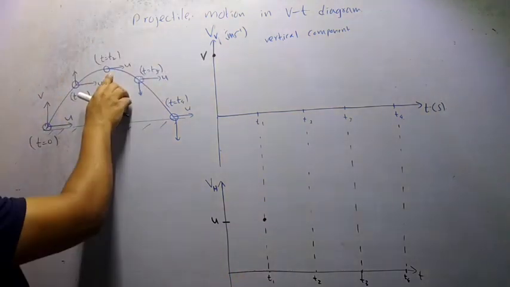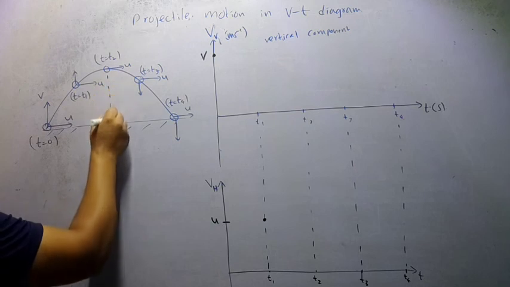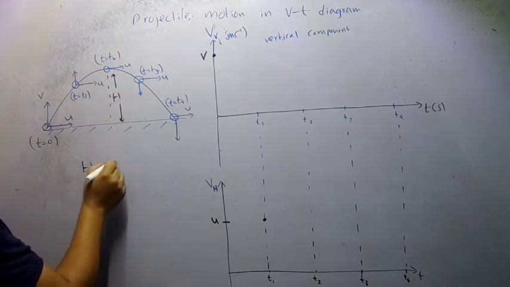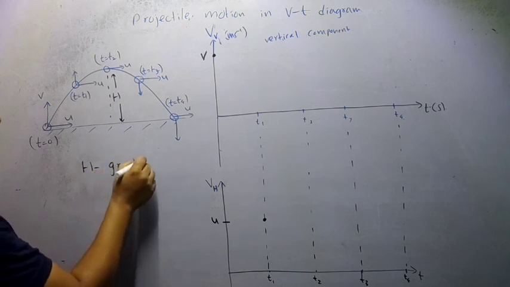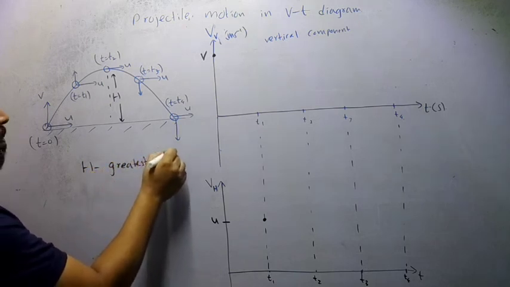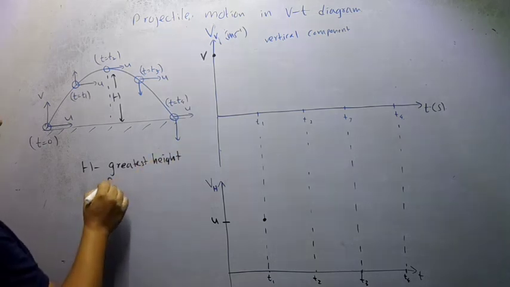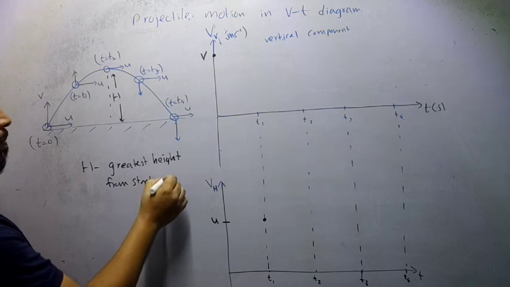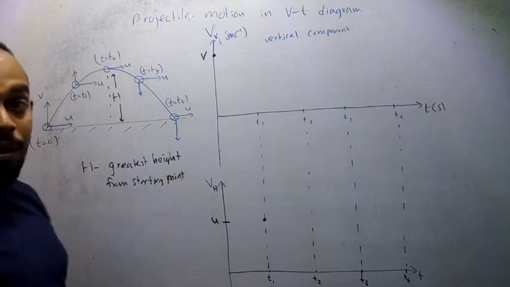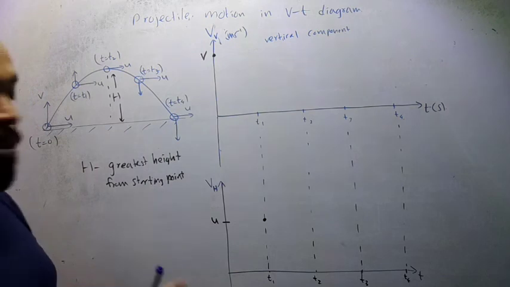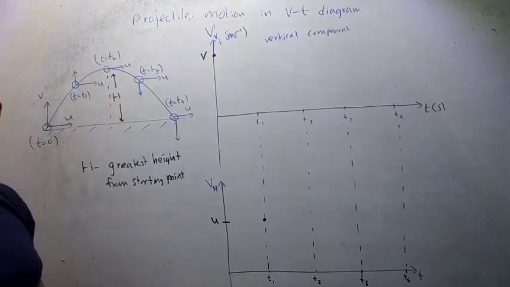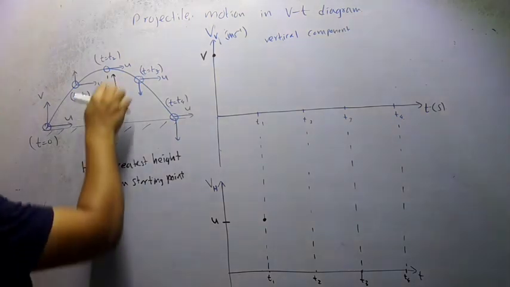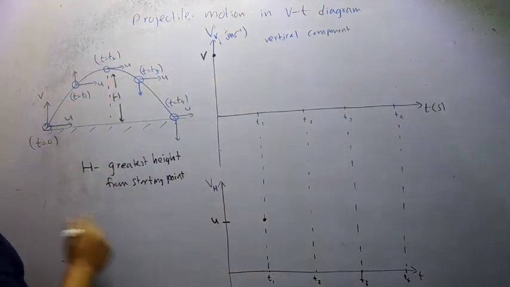Here, the greatest height we call h, the greatest height from the starting point. It's all relative. Where did we take it from? The maximum height it can go from the starting point is the greatest height. Right. H. At the greatest height, the time is t2.